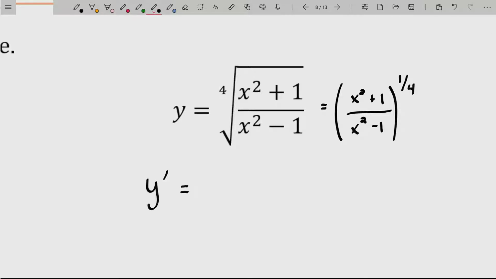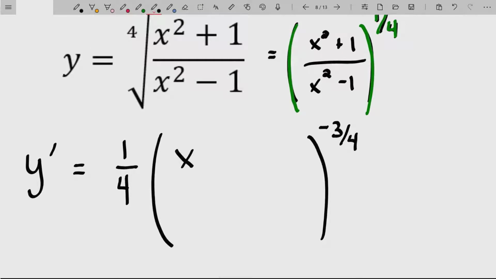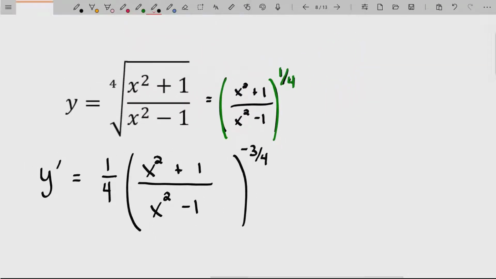y prime is equal to, I have some object to the 1/4 power. Let me just highlight that. That's the object to the 1/4 power. So its derivative will be 1/4 times that object to the negative 3/4 power, because you're losing 1 from the exponent. All right, then you have to rewrite that interior. It's an x squared plus 1 divided by an x squared minus 1. Now that you've taken the derivative of the exterior, you have to hop inside to take the derivative of that interior, and that is a quotient rule.